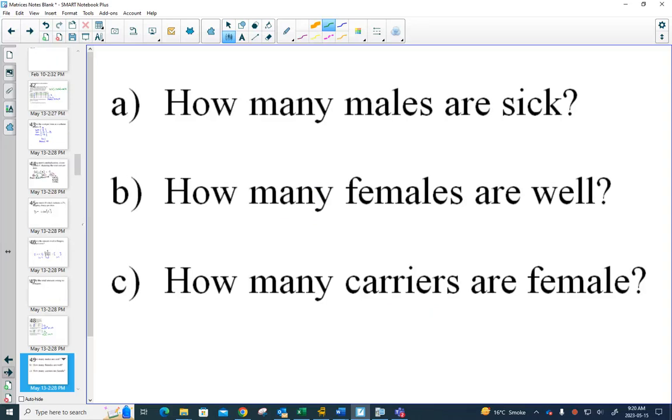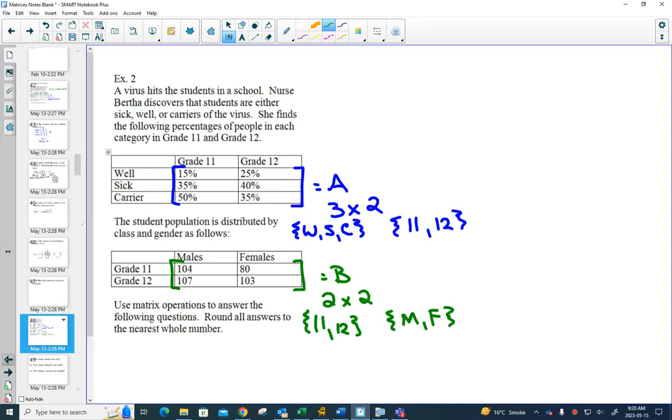So how many males are sick? It doesn't tell us in here. Could you do the math to figure it out? Yes, right? If you didn't have matrices, I gave you this chart, and I said, how many males are sick? You'd be like, oh, there's a lot of calculations you'd have to do, adding up and figuring out. But look at what we have here.